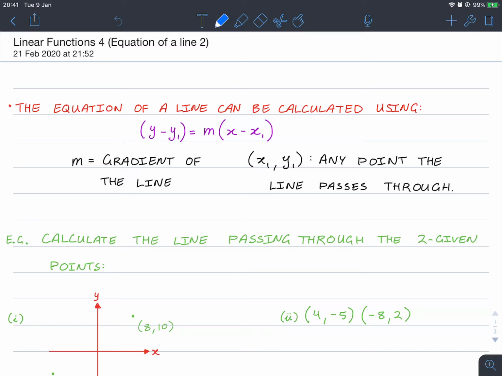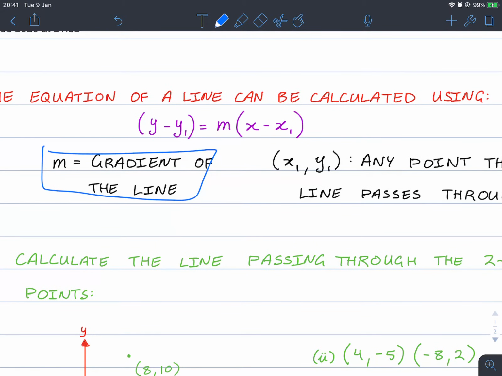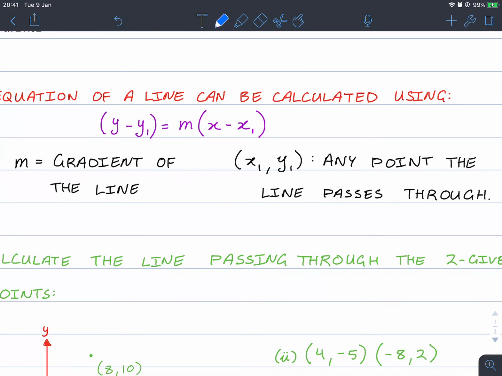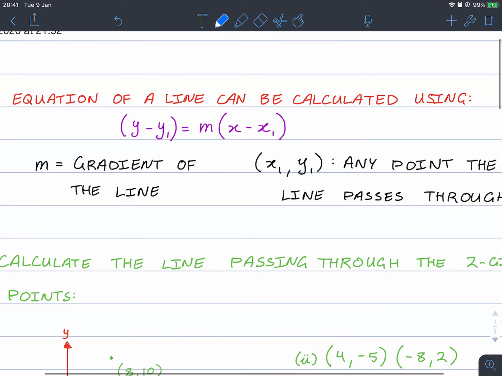In this video we'll look at the equation of a line. In particular, we will look at calculating the actual equation of a line, and it goes as follows. If you are given the gradient of a line and any other point passing through that line, the equation of the line can be found using y minus y1 equals m bracket x minus x1.